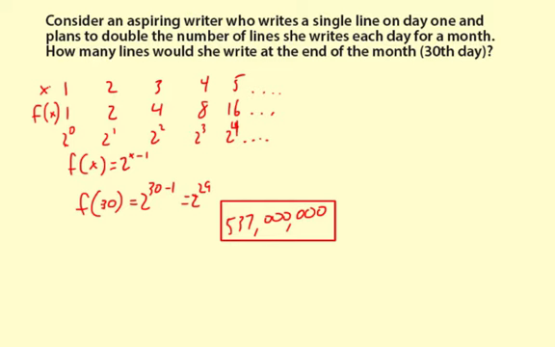Okay, so according to the model, that is how many lines she would write at the end of the month on the 30th day. So there might be some type of limitation here on the number of lines she can write in a day. She can double for a while, but then eventually it just becomes too many and the model won't work anymore.